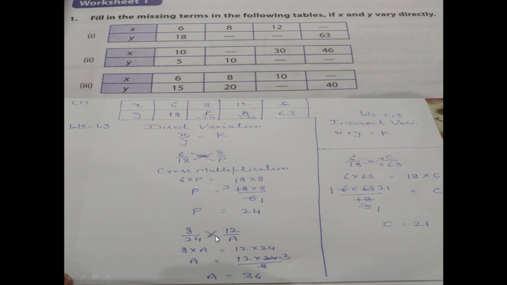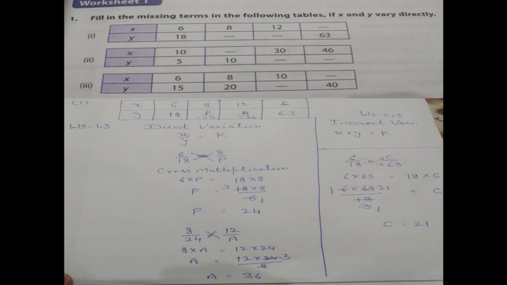Now cross multiply. 8 multiplied by A, 12 multiplied by 24. Now 8 will be here in division. 8 ones are 8, 8 threes are 24. Now multiply these two numbers. You will get the value of A is equal to 36. See here I have written 36.